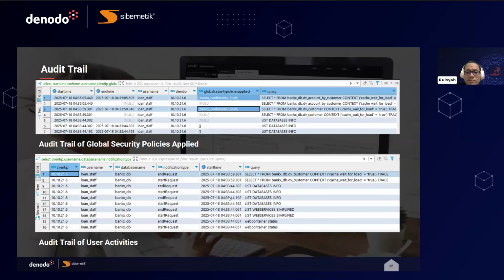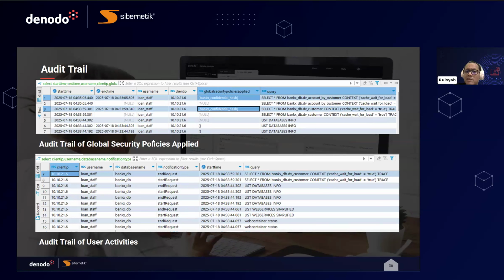Last but not least, the audit trail. This is also one of the key advantages of using Denodo: its ability to track and log every action that occurs in the system, ensuring full transparency and accountability. This helps us meet regulatory requirements and also improves operational visibility.